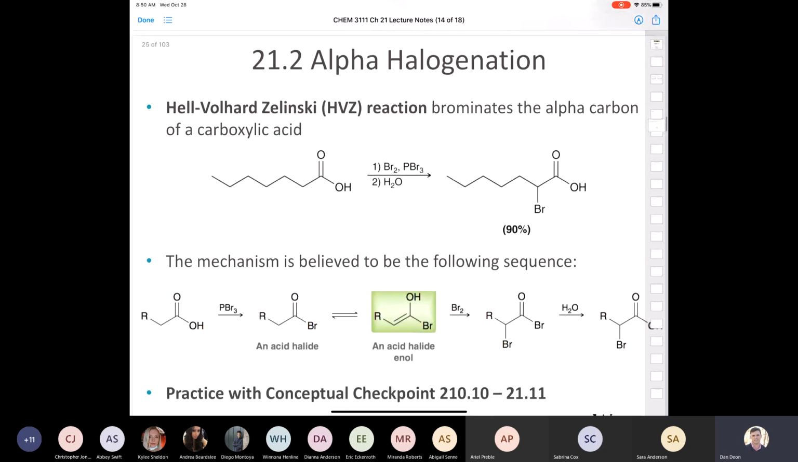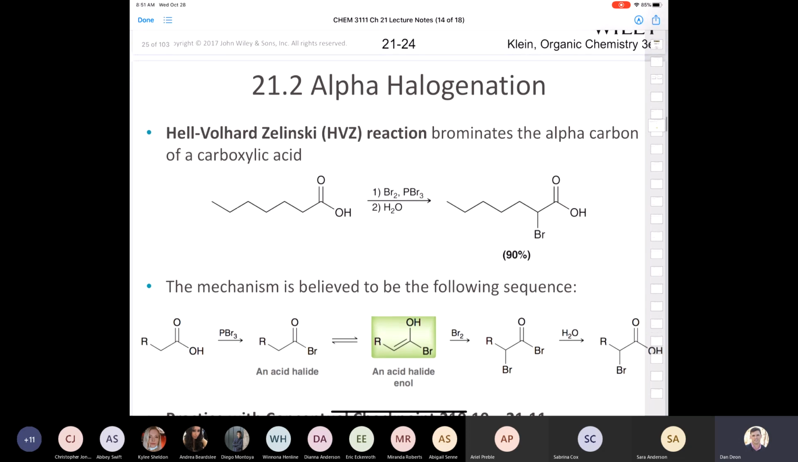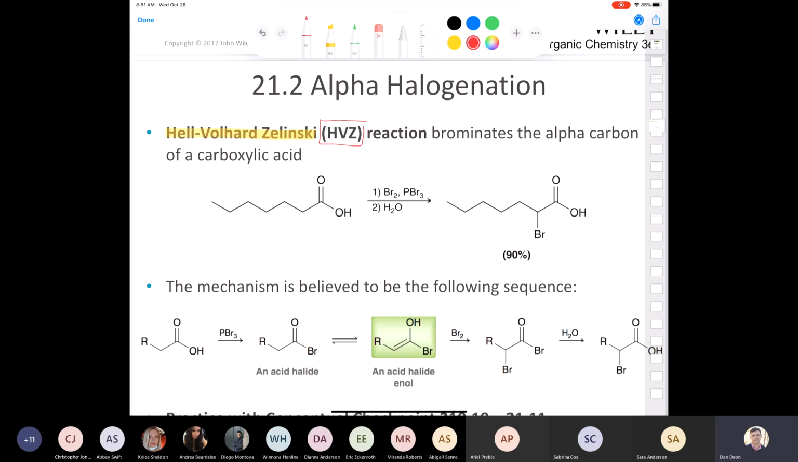Well, let me show you another reaction here. And this reaction is a really interesting mechanism that I'm not sure, but I don't think it's completely understood. And it's called the Hell-Volhard-Zelinsky reaction. It's a lot of last names, right? A lot of people getting some credit for this wonderful reaction. And we shorten that to the HVZ reaction, okay? Makes it a little easier to say.